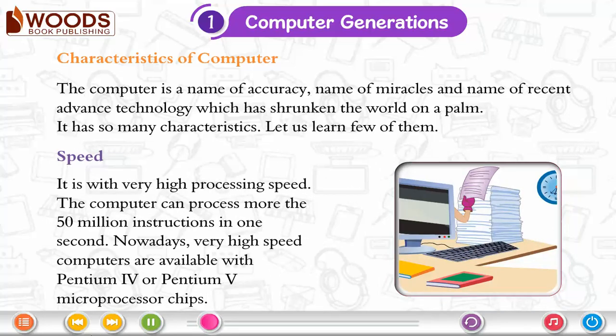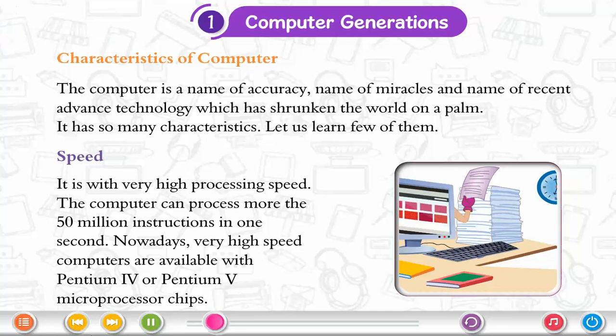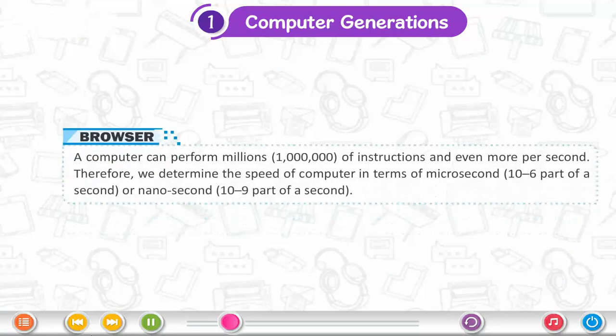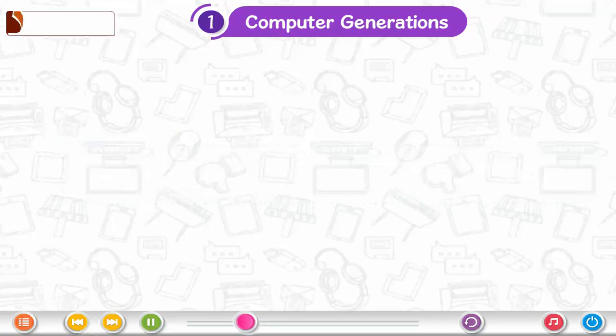Speed. It is with very high processing speed. The computer can process more than 50 million instructions in 1 second. Nowadays, very high-speed computers are available with Pentium 4 or Pentium 5 microprocessor chips. A computer can perform millions of instructions and even more per second. Therefore, we determine the speed of computer in terms of microsecond or nanosecond.